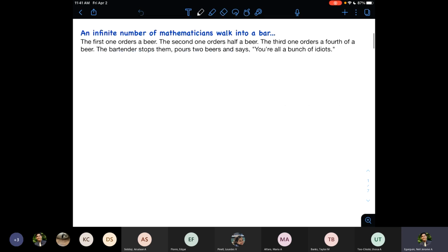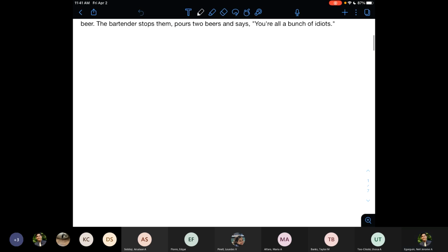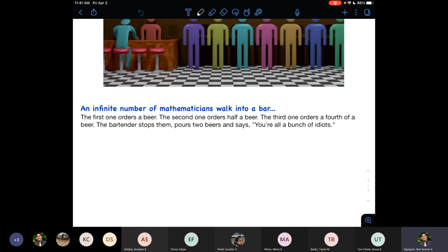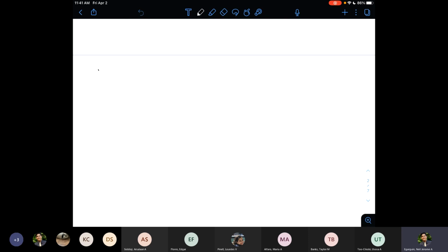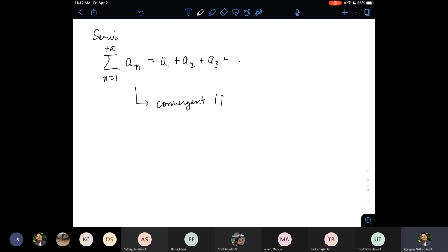So just to remind you what a series is, let's go back to that example later. And then let's prove that the bartender knows his math well. So let's see. Okay, a series, or an infinite series to be more specific, is the summation of some a_n as n goes from 1 to infinity, right? So basically what we're doing here is we take a1 plus a2 plus a3 and so on until infinity. And we say this is convergent if the sum is finite, or if it exists. And when I say exists, it exists as a finite number.